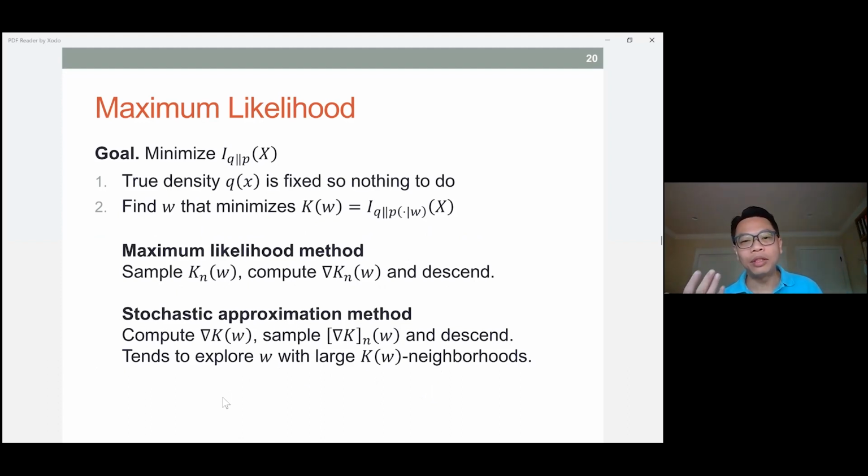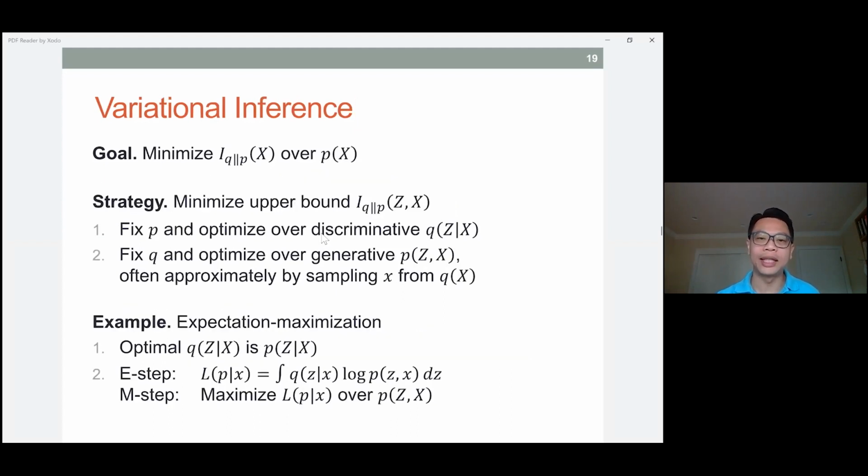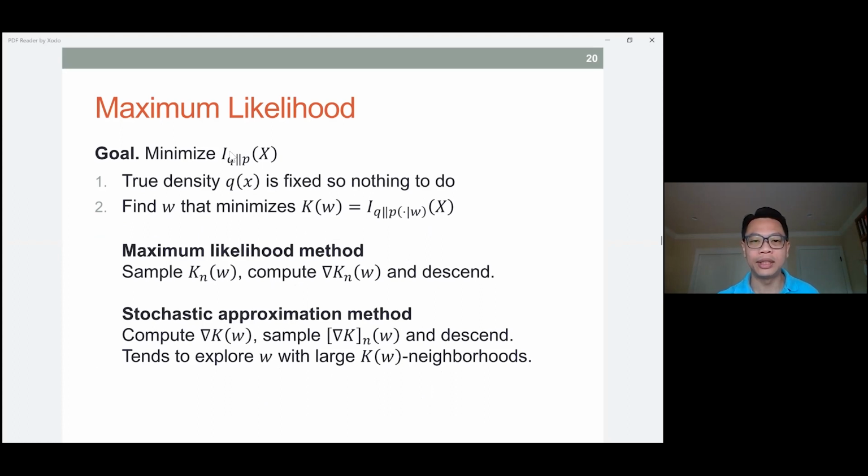So I want to show you that maximum likelihood is also a special instance of variational inference. Okay. So it's kind of a trivial example, because here when I'm in the first step, when I fix P and I optimize over Q, there's nothing to do, because Q, the true distribution here, is fixed, it's the true density, so there's nothing to do. But now when I optimize over P, I'll end up finding the maximum point, the maximum likelihood. But there are two ways to find this maximum likelihood point. The first way is that I'm going to sample n points from Q.